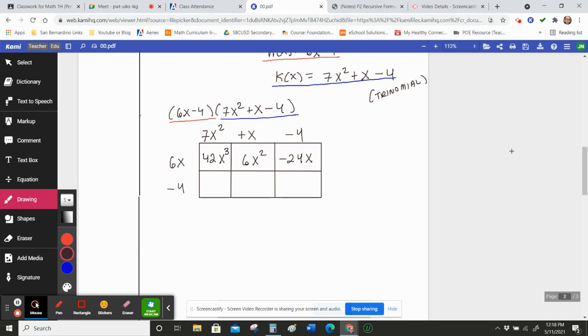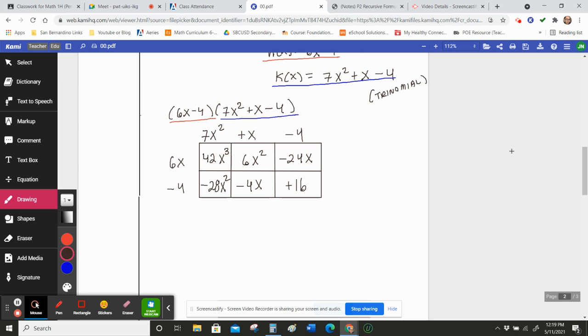Let's do the next row. So we have 7x squared times negative 4. 7 times 4 is 28, so we get negative 28x squared. Negative 4 times x is negative 4x. And then negative 4 times negative 4 is equal to positive 16. Don't forget the little plus.